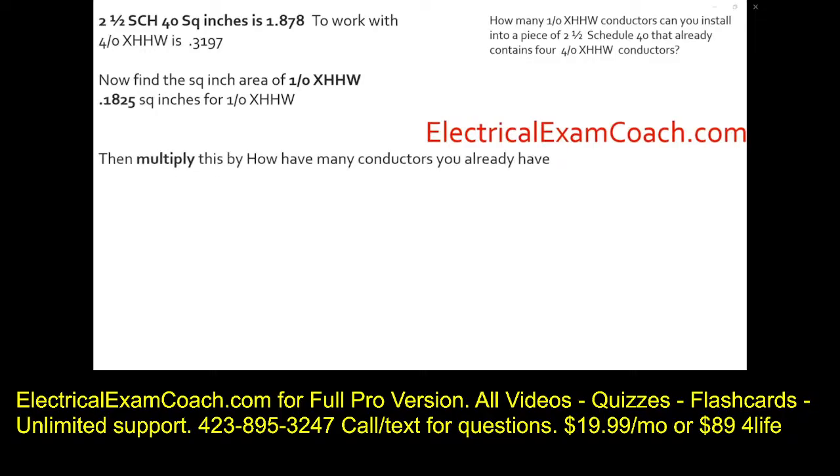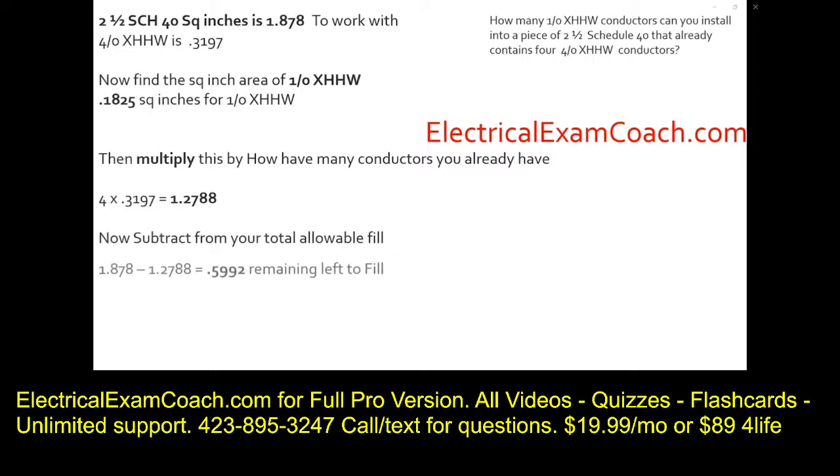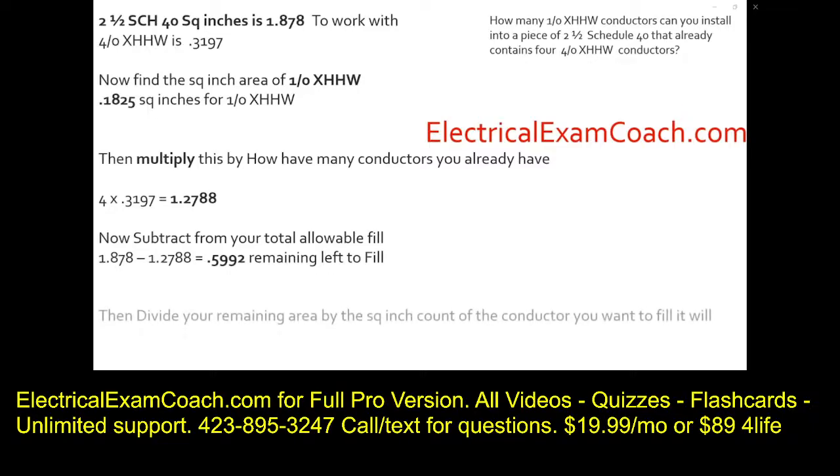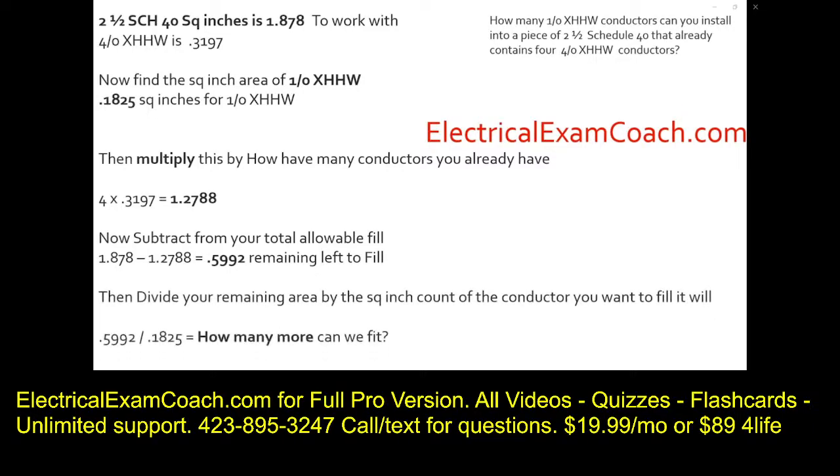Now we can start all over. We multiply by how many conductors we already have. We have 4 multiplied by the value for a 4/0, and that gives us this number. Then what we're going to do is take our total area that we were able to fill and subtract what we have, and that lets us know what we have remaining left to fill. Then all we have to do is divide. We take our remaining left to fill, divide by our individual 1/0, and that lets us know that we can fit 3.28 conductors. We are below 0.8, so we're going to round down, and we find that we can fit 3 more in the conduit.